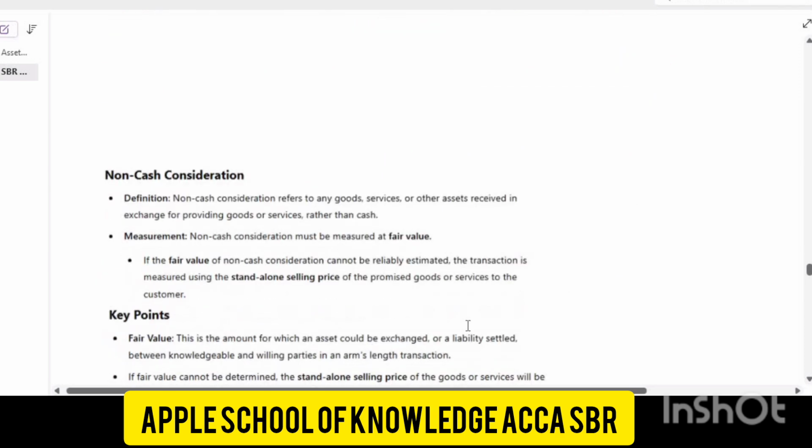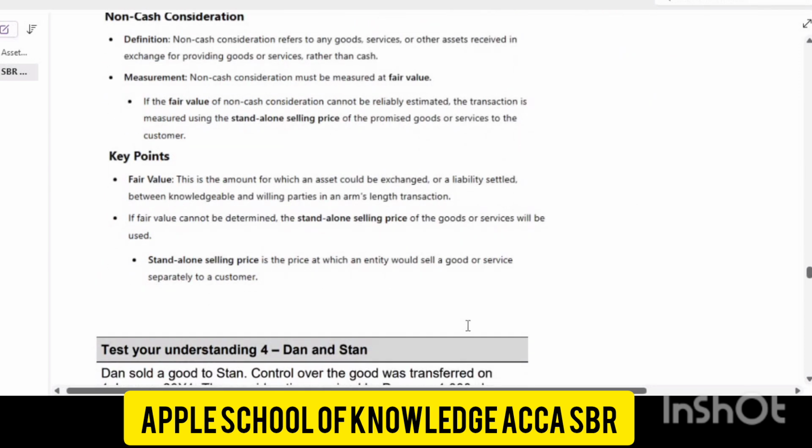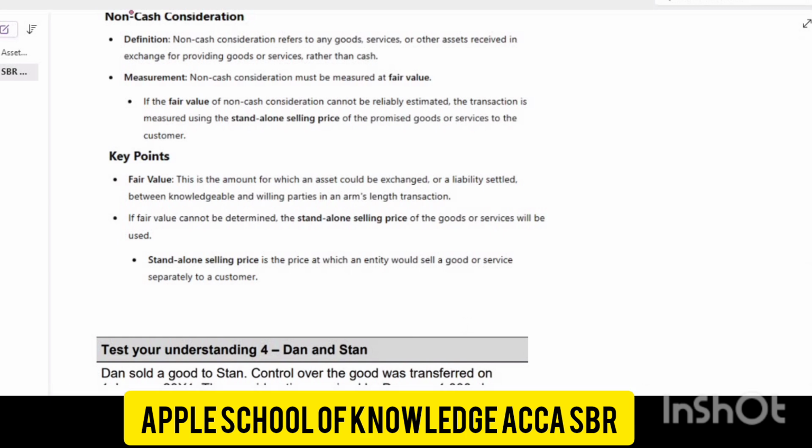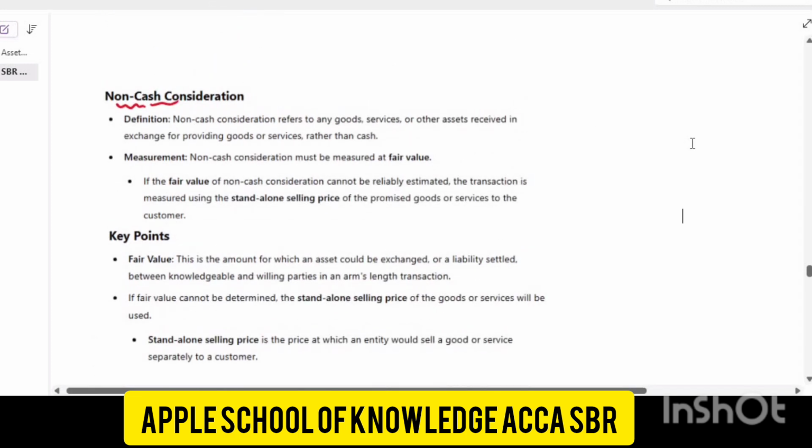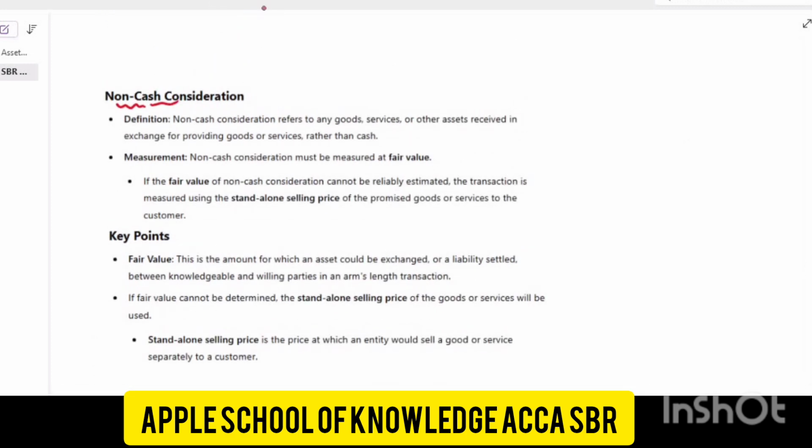Clear? Now let's move on to the third factor. The third factor which should be considered regarding revenue recognition and the transaction price is called non-cash consideration. Non-cash consideration is defined like this: any goods, services or other assets received, which may be shares also, in exchange for providing goods or services rather than cash.